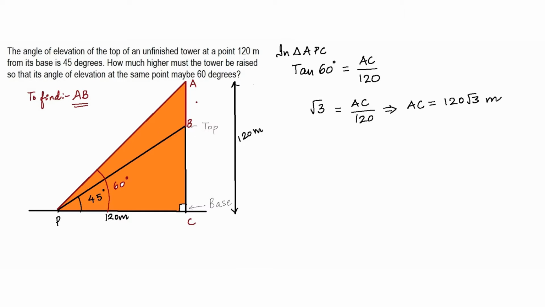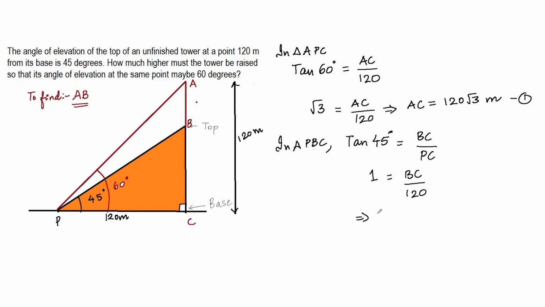Now I can pick the triangle PBC. So now what I am going to do is pick the triangle PBC and from triangle PBC I am going to find the length of BC. So I can say in triangle PBC, if I take the angle 45 degrees, I can say that tan 45 is equal to BC divided by PC. And tan 45 is 1, which is BC divided by PC, which is 120, which implies that BC is equal to 120 meters. And therefore, I can say that the length AB is going to be AC minus BC.